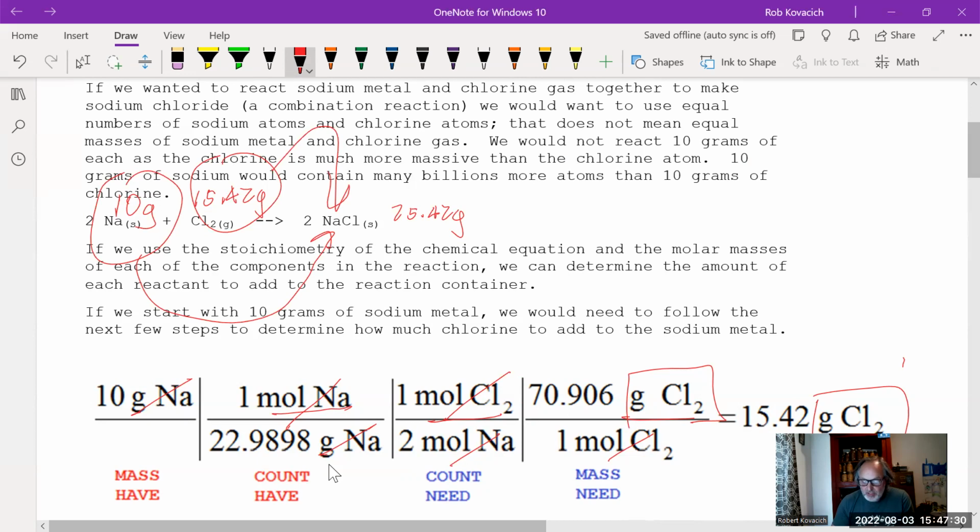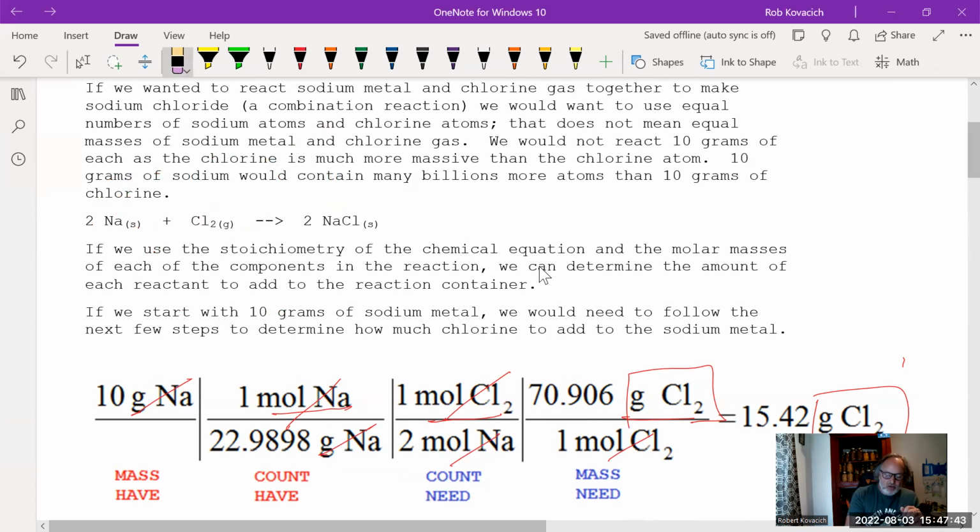So that's how we do these calculations. That's how I want to see it on your homework, and that's how I'm hoping that you do it when you take quizzes, because this is the best way to calculate these molar masses, these masses of different substances.